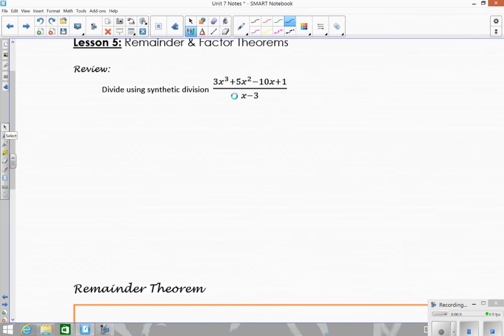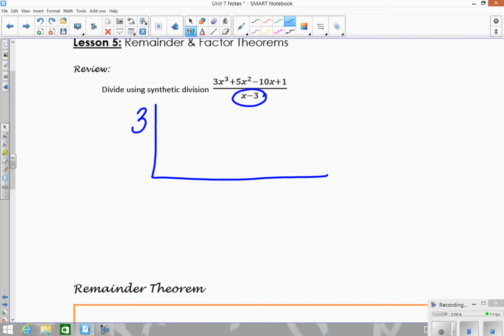So if you remember this first example here, the first thing you want to do is set up your L. Whatever number you're dividing by always has to be a linear term in order to use synthetic division, and it's always going to be the opposite number. So instead of x minus 3, I'm going to put a 3 out in front of my bracket here.